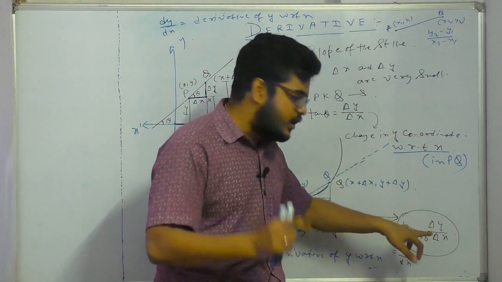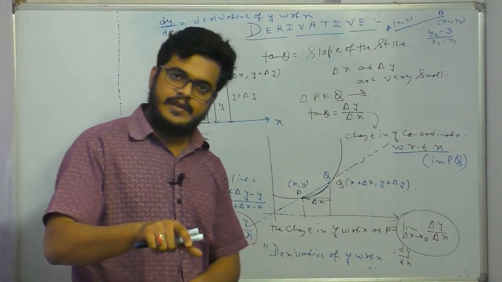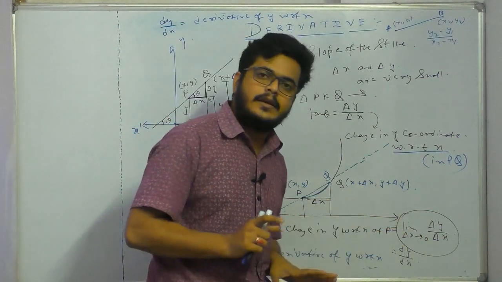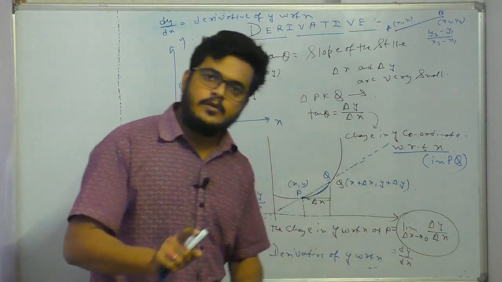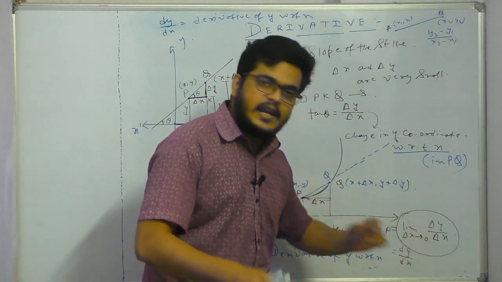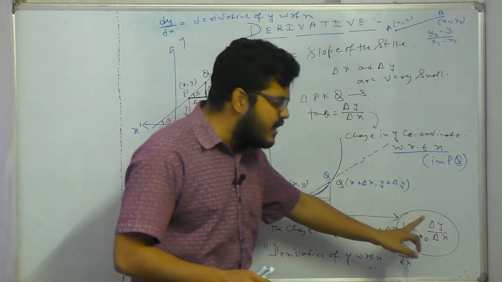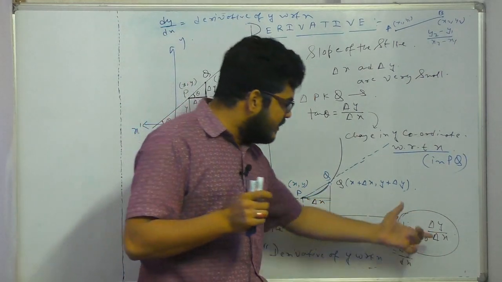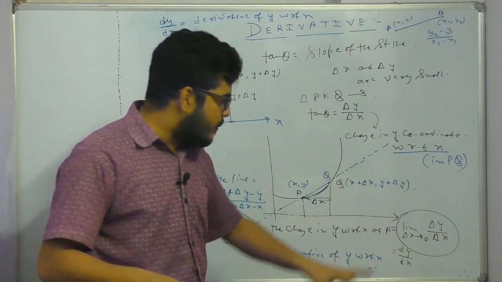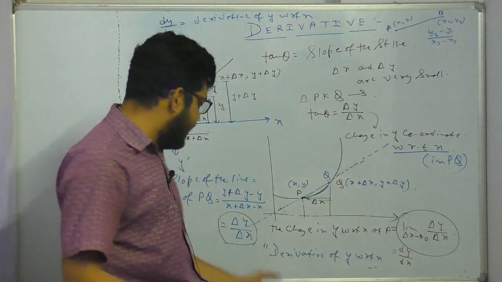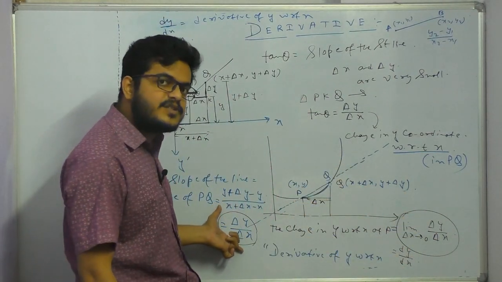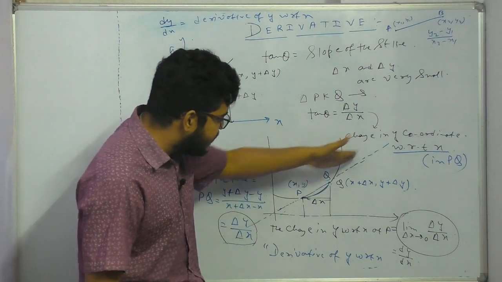Since we already know that del y by del x is the slope, we apply del x tends to 0 to it. Okay, del y by del x is a slope. We just apply the limit del x tends to 0. Then this is also a slope. But this is the slope of which straight line? Del y by del x is the slope of this straight line PQ.